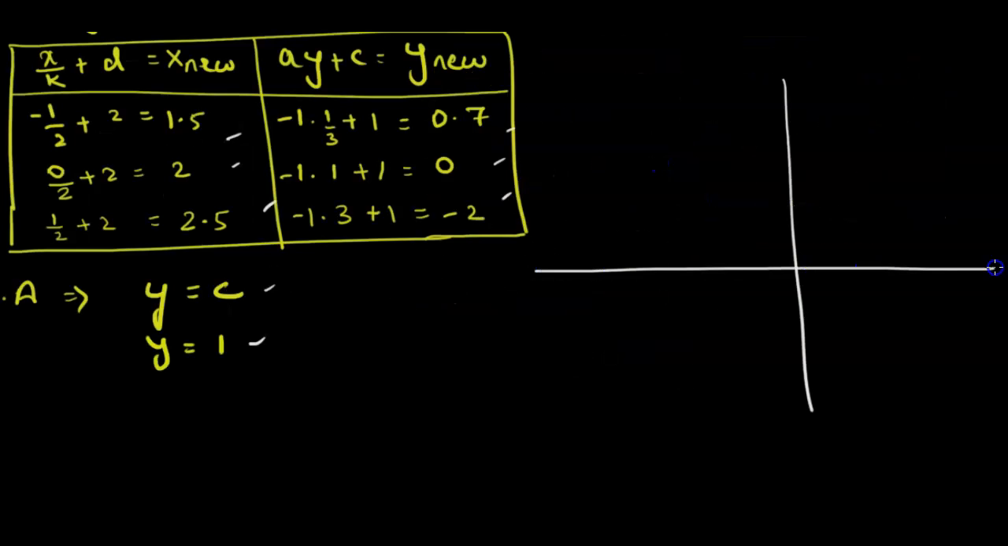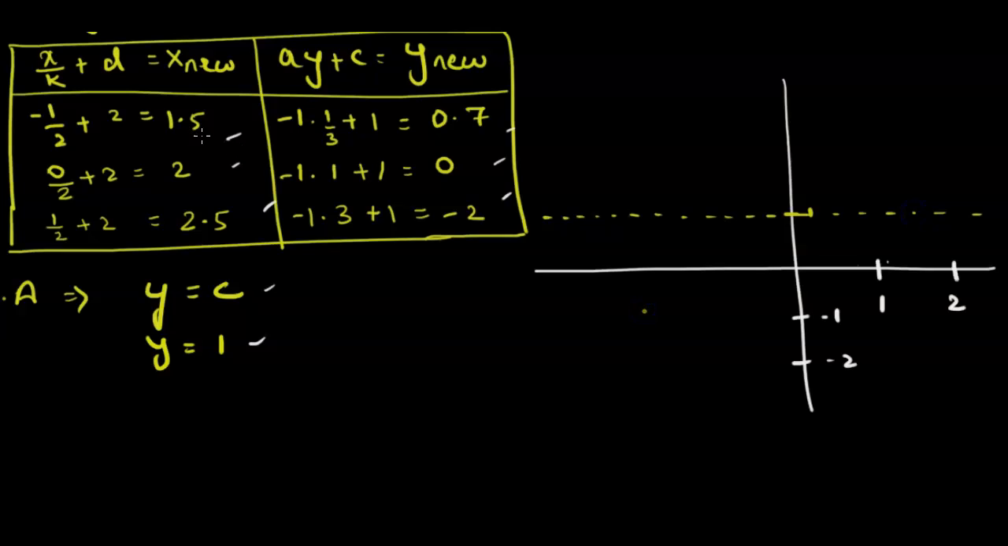So if this is the axis, the first thing we would plot is the horizontal asymptote, and the horizontal asymptote is at 1. So we would make the horizontal asymptote as a horizontal line passing through 1 on the y-axis. Now we can mark our new x and y values.